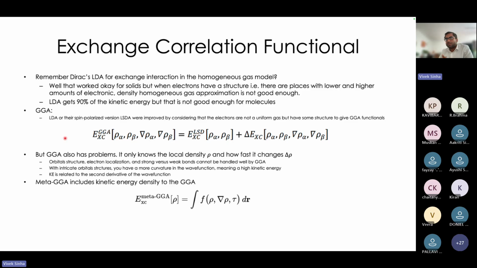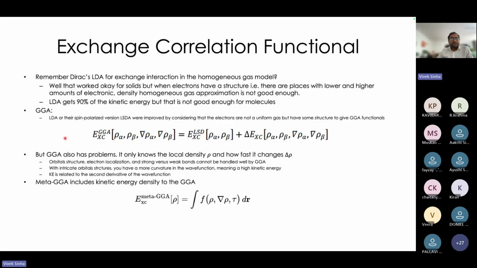some very intricate effects. Now remember Dirac's LDA, the local density approximation that he used for the homogeneous gas model. There was also a spin-polarized version of it, where you can also consider the spin of the electrons. It gets 90% of the kinetic energy of electrons, but it's still not good enough for molecules, because in that 10%, all of the chemistry can happen.